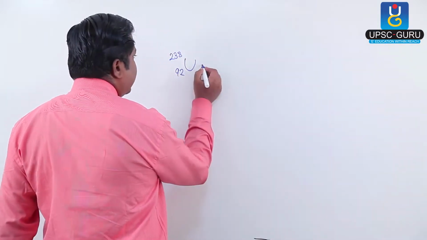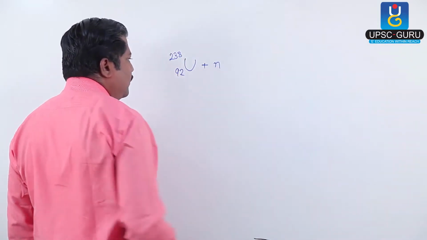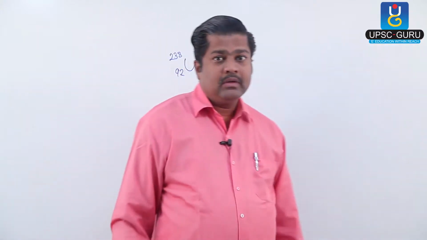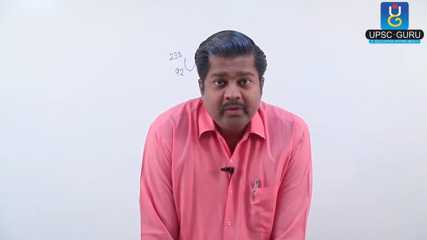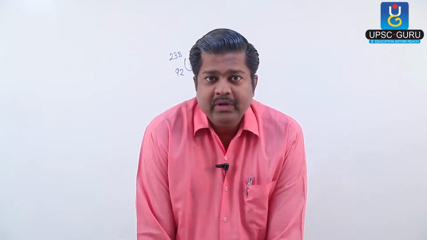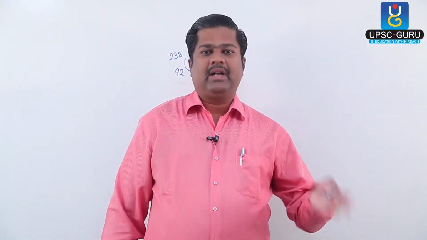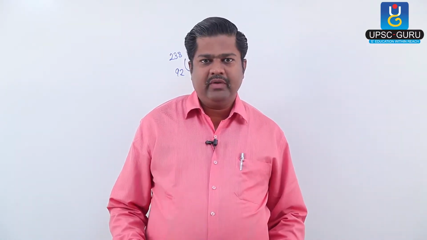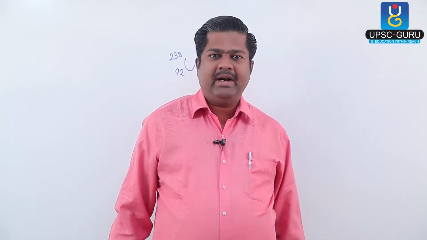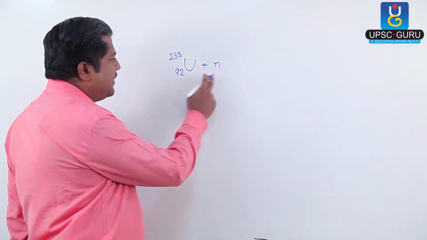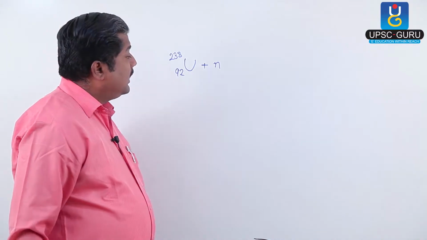Now this is bombarded with a slow moving neutron. Slow moving doesn't mean it is very slow, but it is not an accelerated one. That means velocity is not given; whatever natural velocity is there. So that slow moving neutron is bombarded on uranium 238.